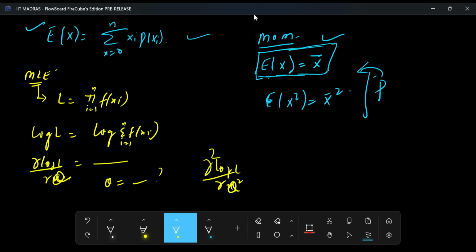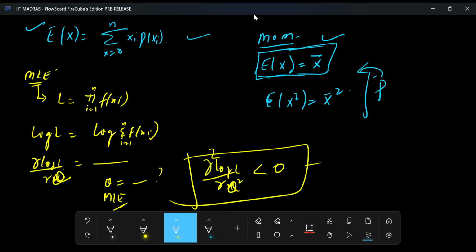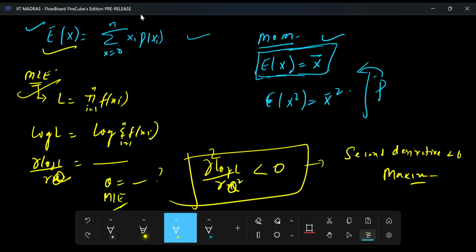Then we get the value of theta. That's my MLE. But this is the MLE when the second derivative is less than 0, that is, when this function is maximized. Whenever the second derivative is less than 0, we get the maximum value. We try to maximize our log likelihood function. This is the maximum likelihood estimator. So how can we approach this type of question? The concept is that we find this expectation of x, and in case of MLE, we do these steps.